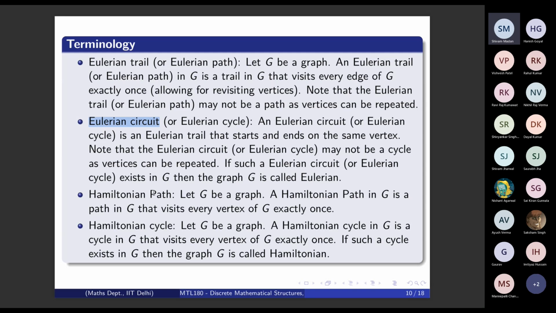Okay. So Hamiltonian path means it contains all the vertices of G, and Hamiltonian cycle means it is a cycle in G which contains every vertex of G, right? So when we say Hamiltonian cycle, Hamiltonian path, we are not interested in edges, so we will miss many edges, but it should contain every vertex.